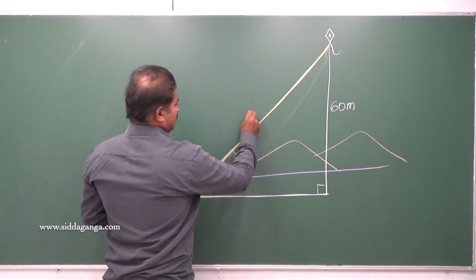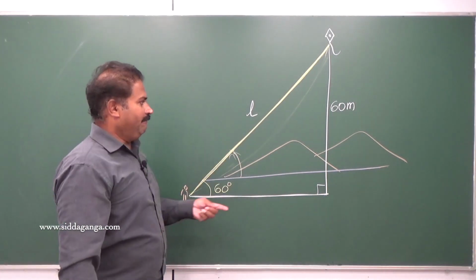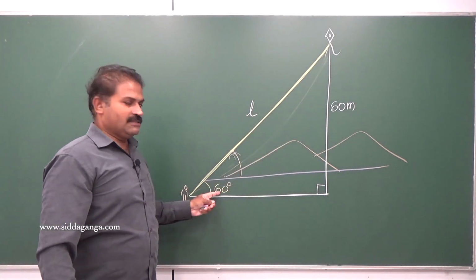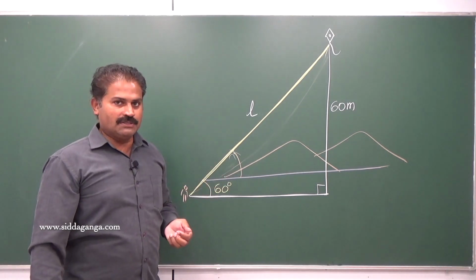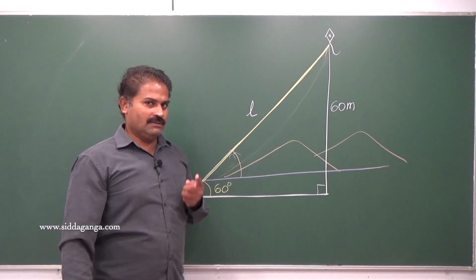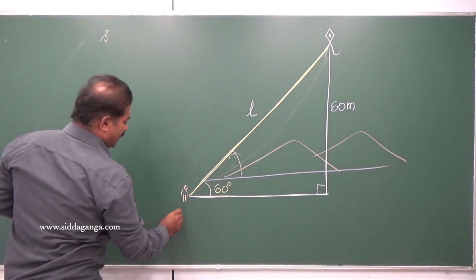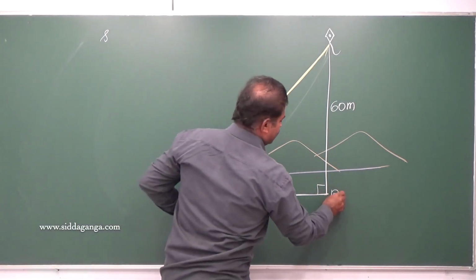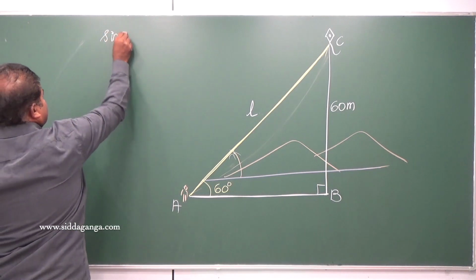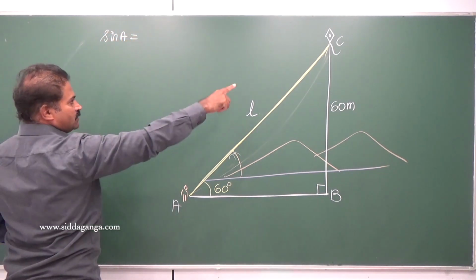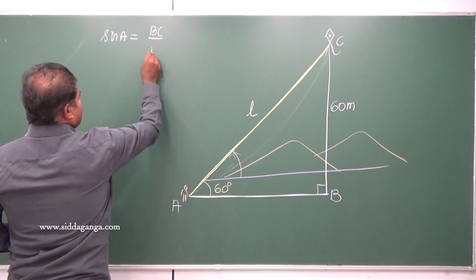Length of the thread. So let us consider this as L. So this is the hypotenuse. Now you have the opposite side with reference to this angle, and you need to find out the length, that is the hypotenuse. What ratio do you want to use? Sine. Very good. So we'll name this triangle ABC. So sine A is equal to, so what is the opposite side? It is BC divided by hypotenuse AC.